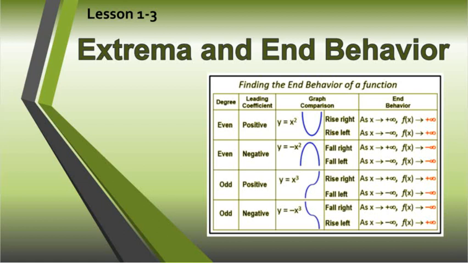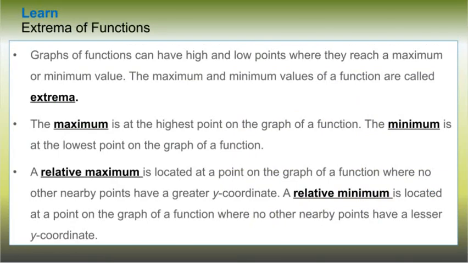Lesson 1-3, Extrema and End Behavior. What do they mean by extrema? Graphs of functions can have high and low points where they reach a maximum or a minimum value. The maximum and minimum values of a function are called extrema. The maximum is at the highest point of the graph of a function, and the minimum is the lowest point.